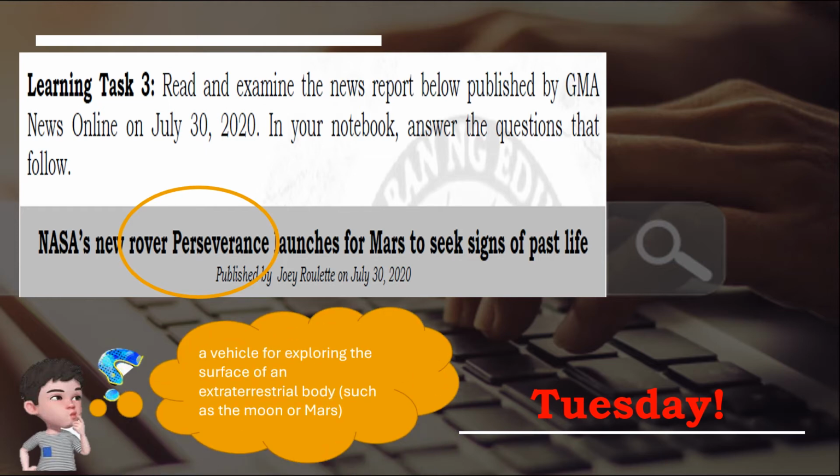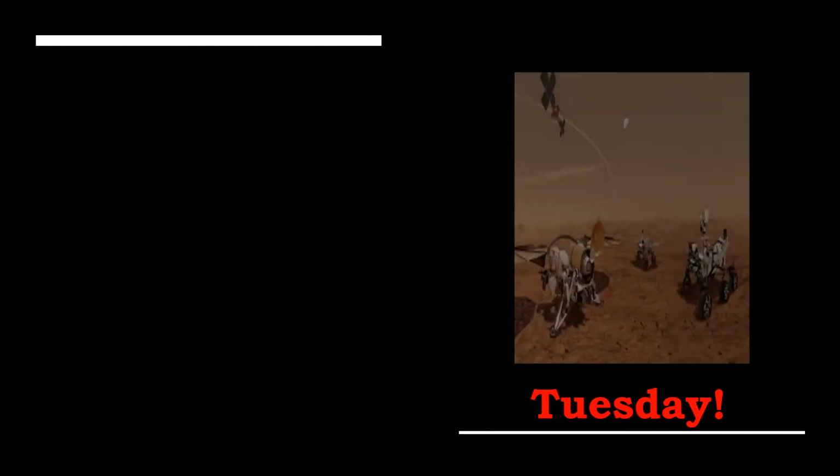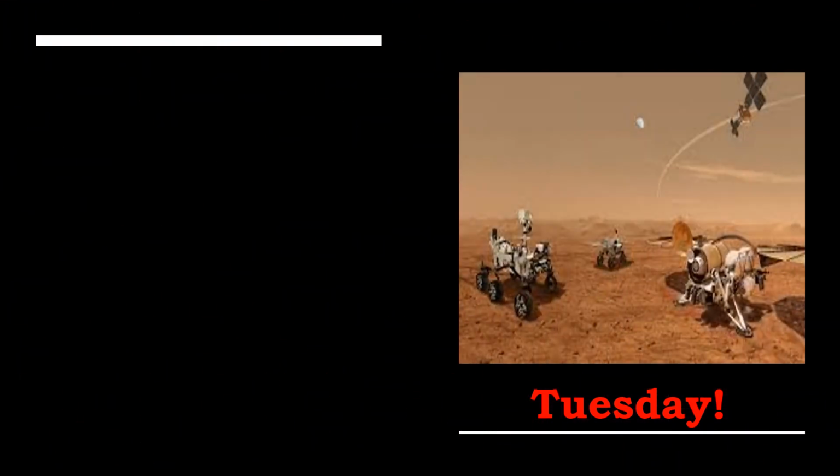A rover is a vehicle for exploring the surface of an extraterrestrial body such as the Moon or Mars. So ang pinag-uusapan dito sa selection na to ay sasakyan. Para daw, ayan, ma-discover nila or ma-explore nila ang Mars. So that is actually an example of a rover. Okay. So eto yon, madami palang rover sa Mars.